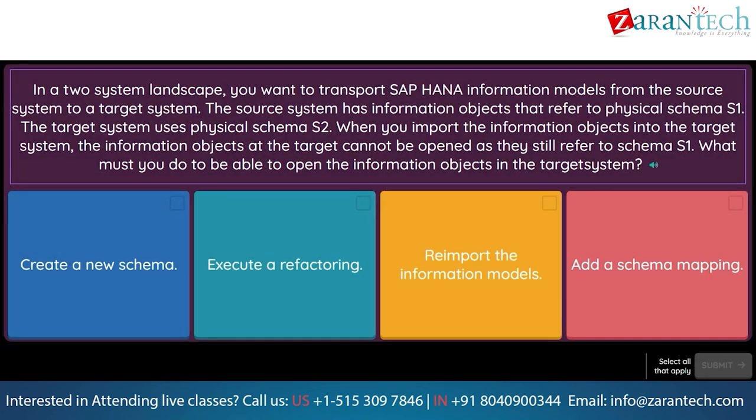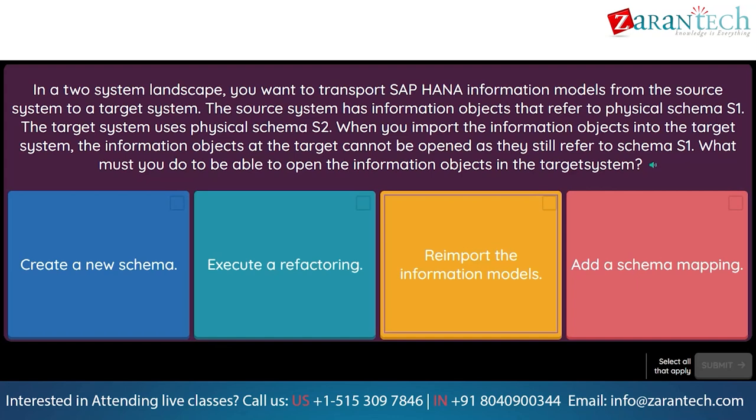Question: In a two-system landscape, you want to transport SAP HANA information models from the source system to a target system. The source system has information objects that refer to physical schema S1. The target system uses physical schema S2. When you import the information objects into the target system, the information objects at the target cannot be opened as they still refer to schema S1. What must you do to be able to open the information objects in the target system? Option 1: create a new schema. Option 2: execute a refactoring. Option 3: reimport the information models. Option 4: add a schema mapping.